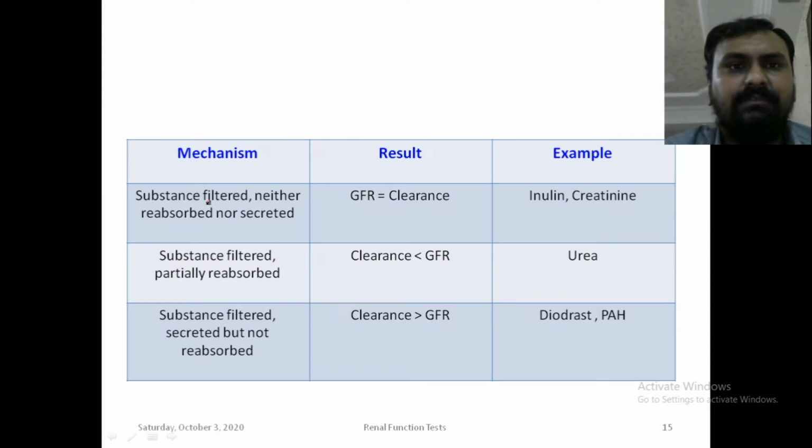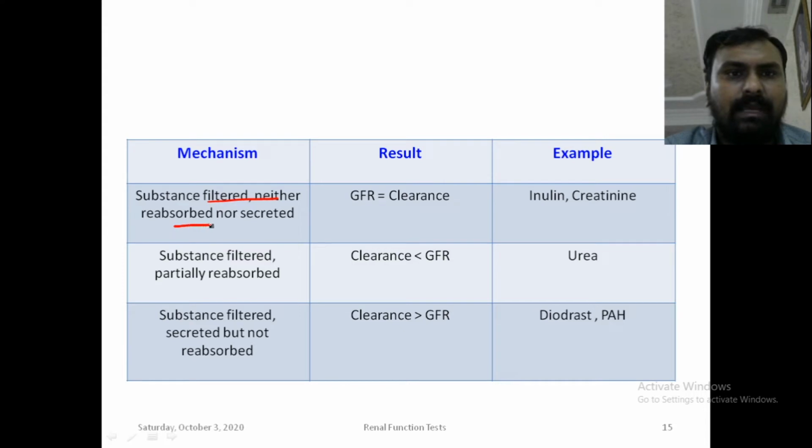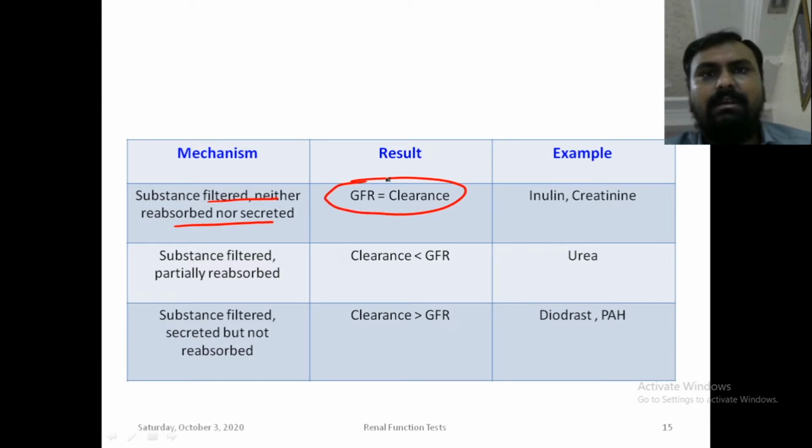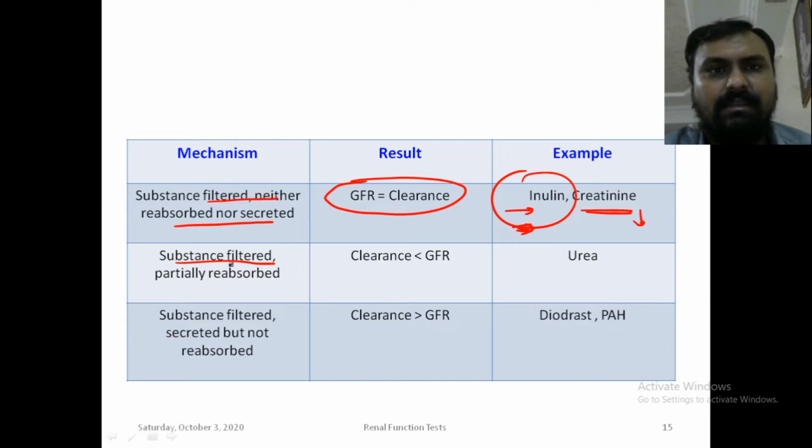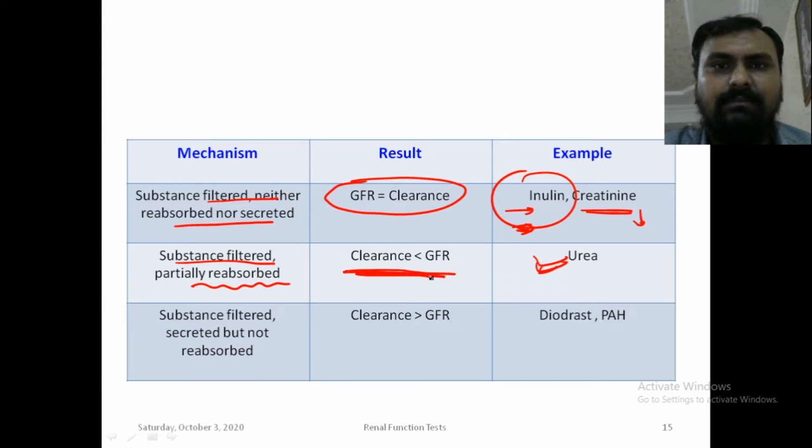Now, for a substance which is filtered, neither reabsorbed nor secreted, GFR will be equal to clearance. Neither reabsorbed nor secreted, that is inulin, most important. And creatinine, but some amount of creatinine is secreted by the tubule, so creatinine clearance may be increased. Then a substance which is filtered but partially reabsorbed, the main example is urea. We have seen that 70% of urea is reabsorbed, so in that case clearance will be less than the GFR.